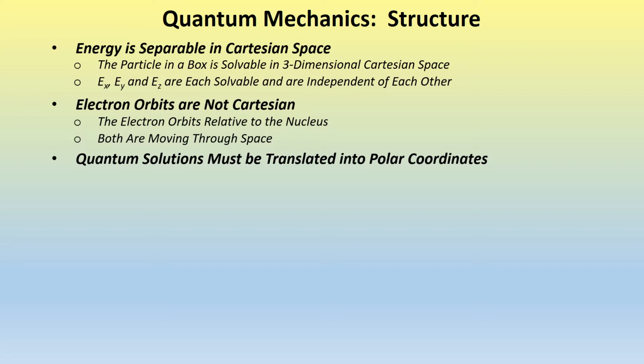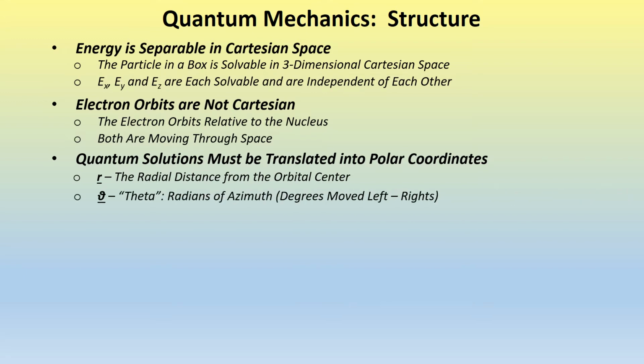The three polar coordinates are r, the radial distance, in this case, between the electron and the orbit center; theta, the angle of azimuth, the number of degrees of movement to the left or the right; phi, the angle of elevation, the number of degrees moved up or down.